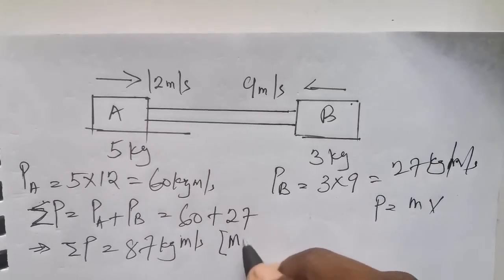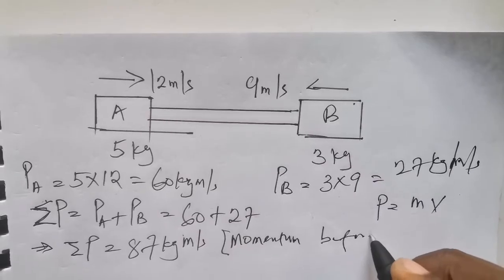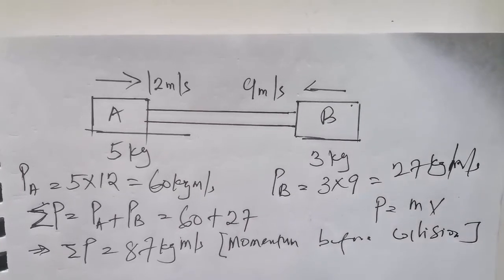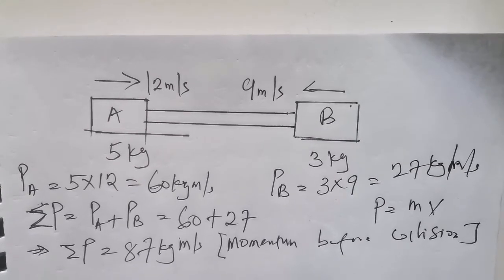This implies the summation of momentum is equal to 87 kilogram meters per second. So this is the momentum before collision occurred. Alright, so this is the sum of momentum before the collision. Okay, now what then happens after collision?